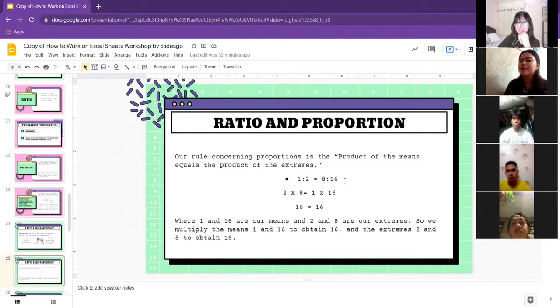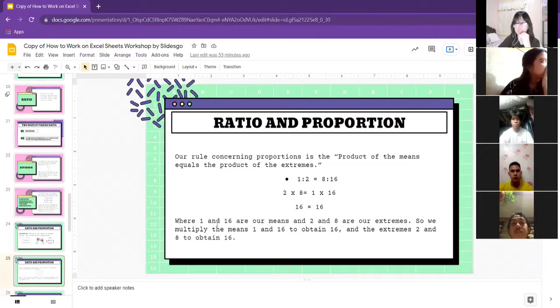So kailangan mo munang kunin yung extreme niya, which is the inside. 2 times 8 equals, yung means naman niya, the outside, 1 times 16. So, 2 times 8 is 16, 1 times 16 is 16. So, ma-identify mo yung proportion kung pareho sila ng sagot. Which is eto, 2 times 8, 16. Yung 1 times 16, 16. So, this is a proportion kasi pareho sila ng sagot.